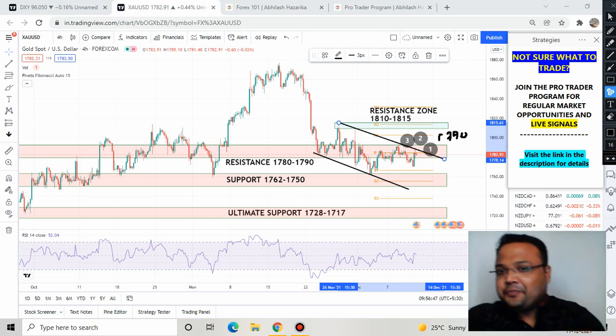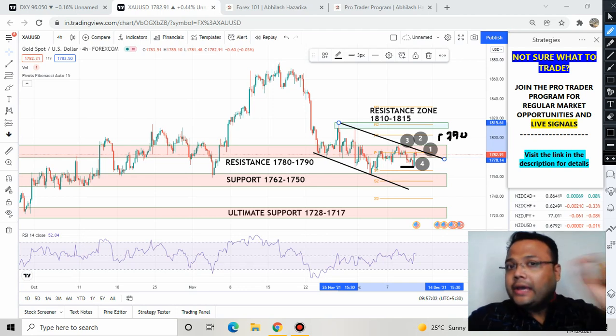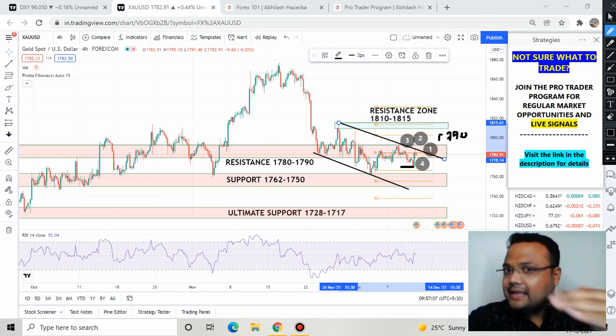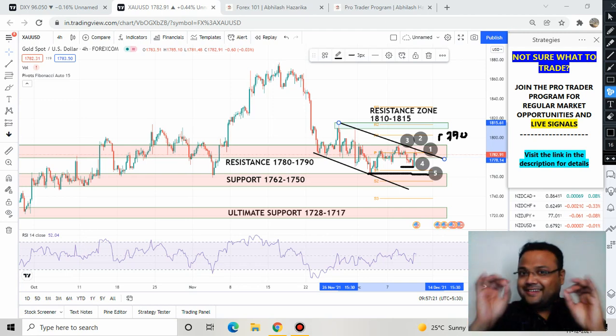On the other hand, if it comes down to the level of 1765, and if it bounces, you can take a buy position. This is your fourth trading opportunity. In case 1765 fails to provide support to the market, the market will go down, and the next support will be at 1761 or 62 level, and that is your fifth trading opportunity.